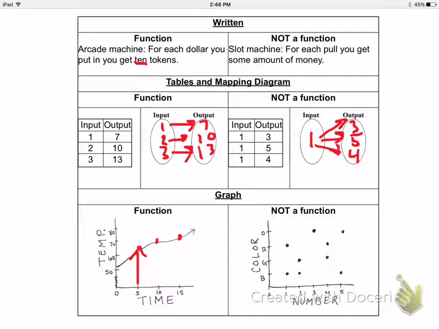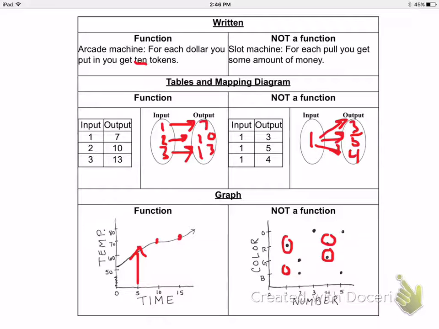Now on the other hand, we have this number and color graph. Now this is not going to be a function. If we look at number 1, we have one that's blue and one that's red. So we have two outputs for the one input, which is 1, not a function. Similarly, we can look at 4. We have one output that's green and one output that's red. This is not going to be a function. In order for it to be a function, there would only be one color associated with each number.